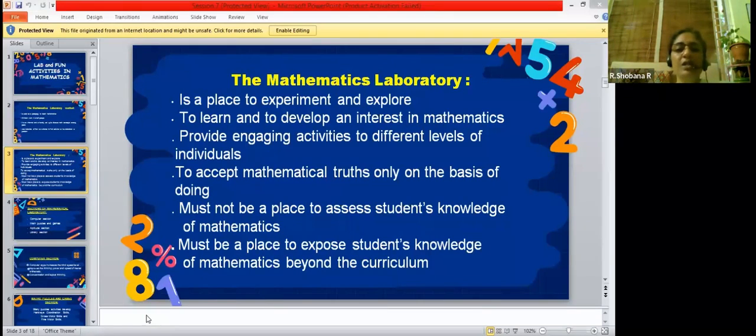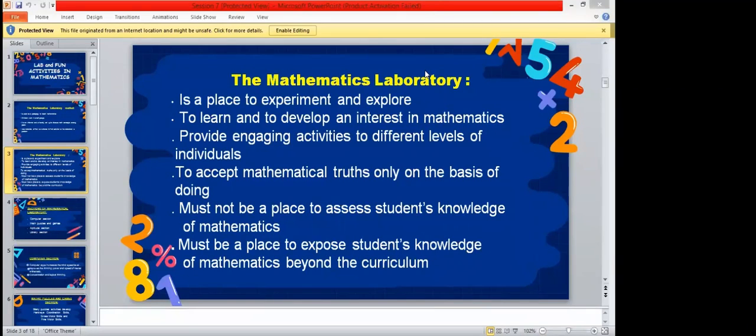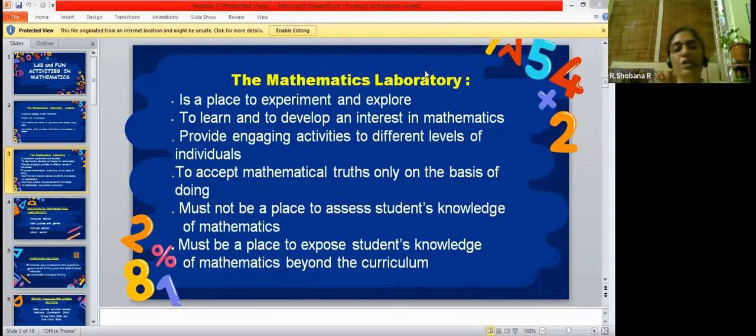As teachers, we must provide engaging activities for different levels of individuals. We have high achievers and slow learners in the class. When we go to a maths laboratory, we are free to give engaging activities according to their skills. Or if we want to make a heterogeneous group, then definitely the slow learners will benefit from the high achievers. Normally one more advantage is that children are able to spot the mistakes of others. That is also a very important quality.